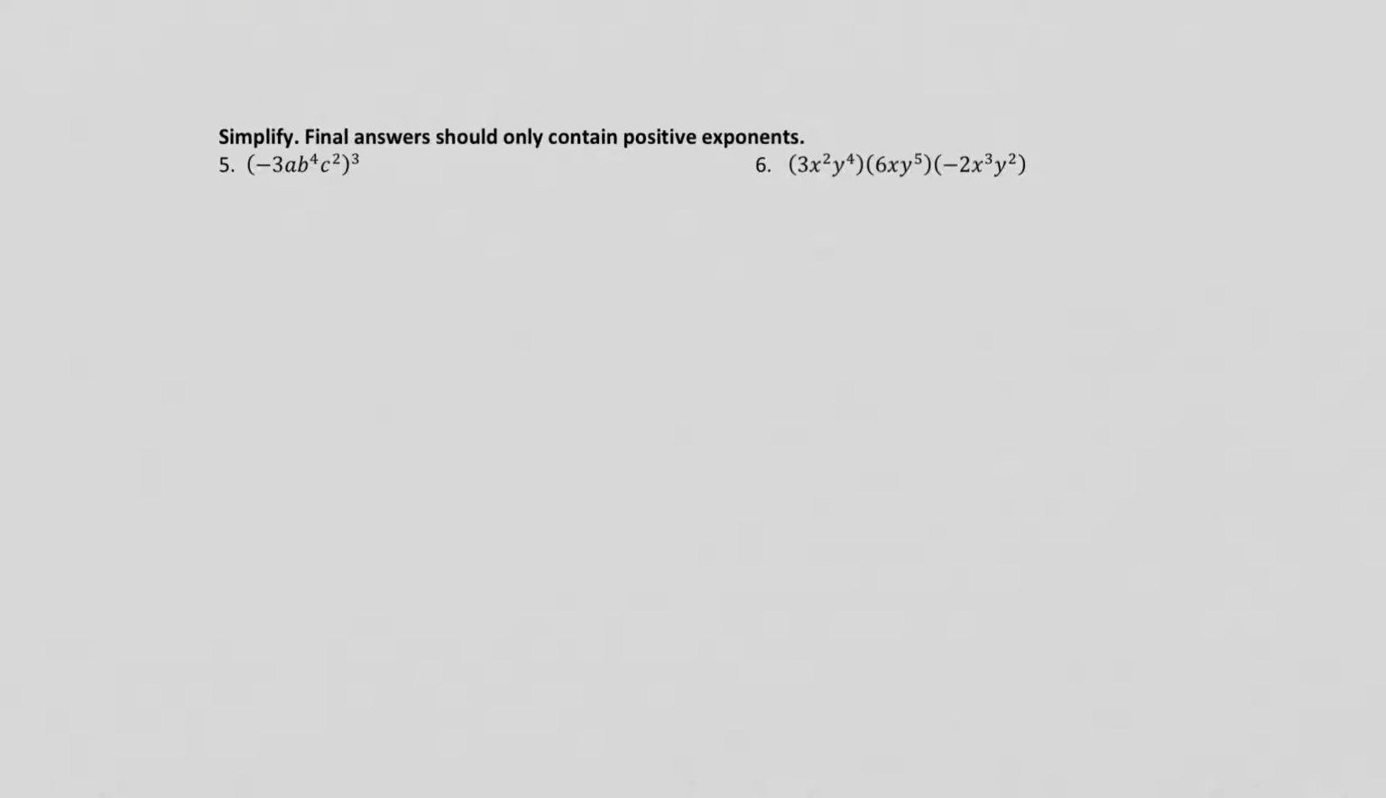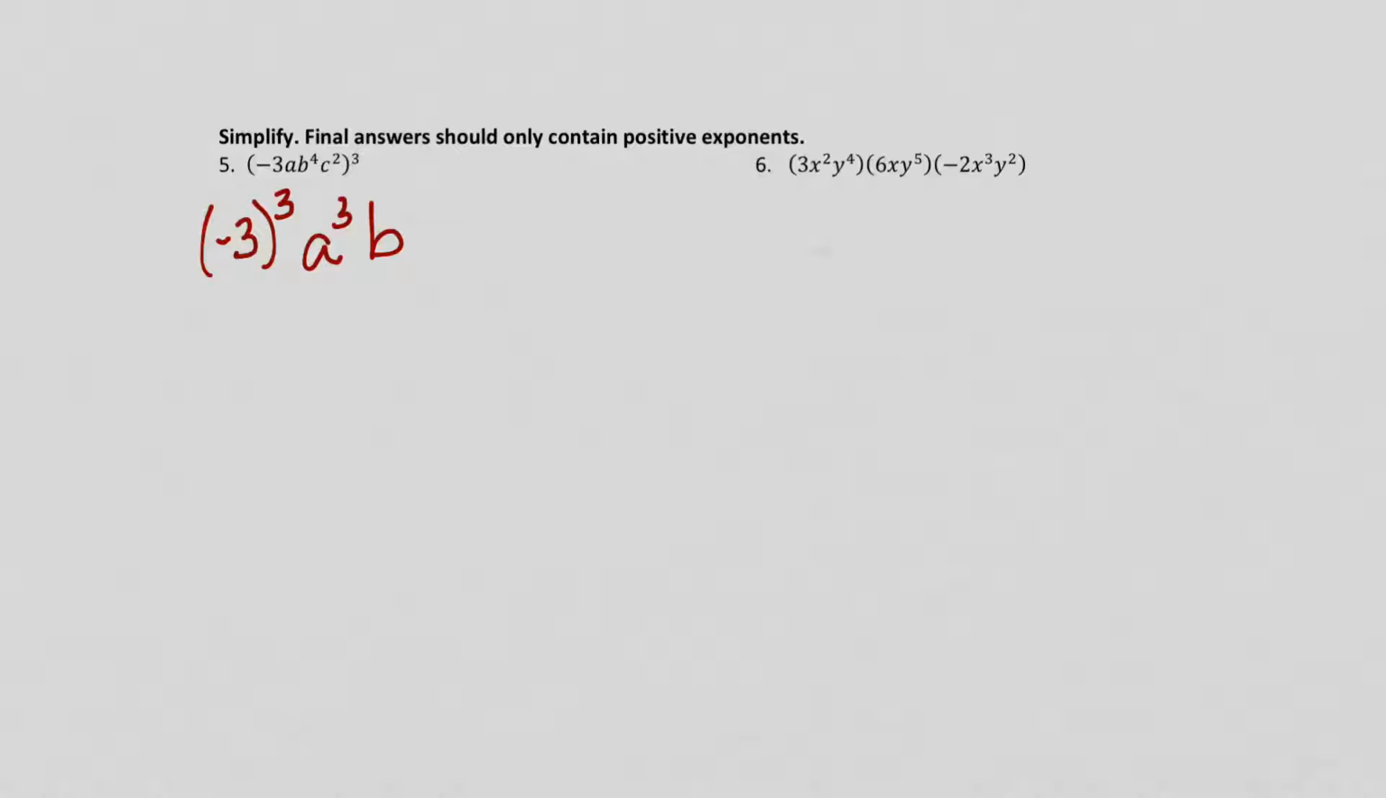All right, let's look at the next couple, which are going to be a little bit more involved. They're going to use more rules in one problem. All right, number 3. The first thing we want to do is bring our power into all of the terms in the parentheses. This is our power rule. So we're going to raise -3 to the 3rd, a to the 3rd, b to the 4 raised to the 3rd power.